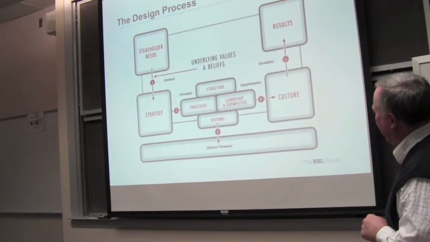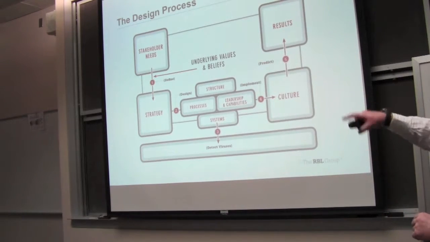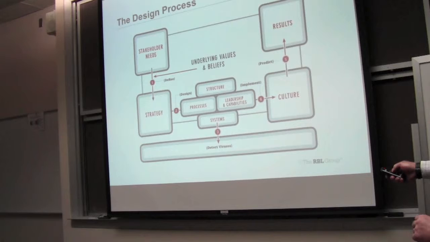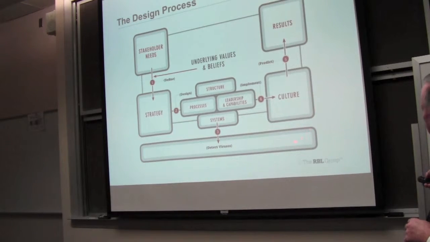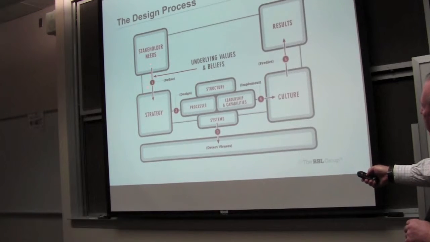All right. This is the design process. Now notice we're going in the opposite direction. For diagnosis, we went clockwise, looking at why. And here we're looking at stakeholder needs, and we're going counterclockwise. This is here, so what?